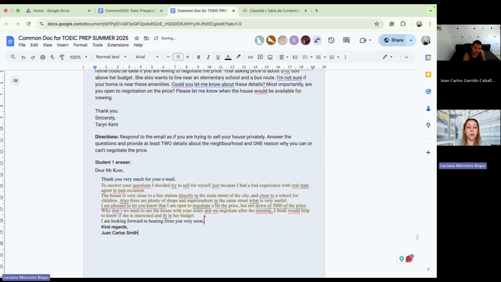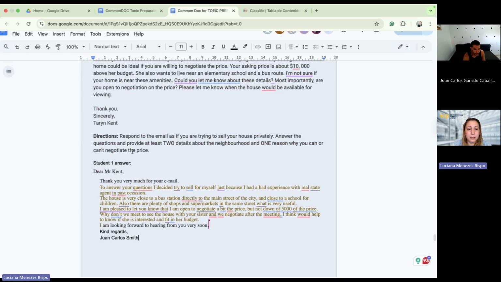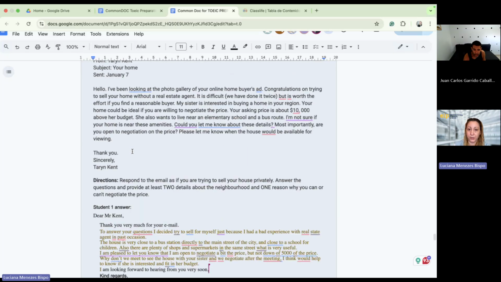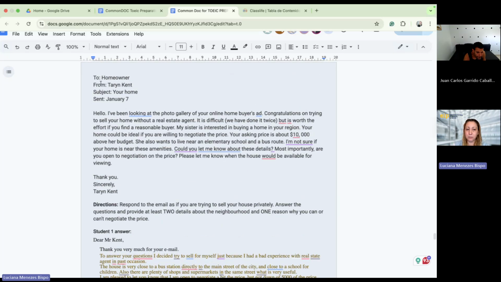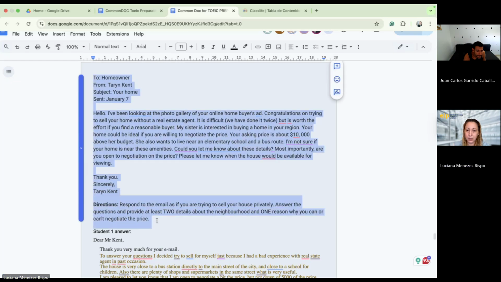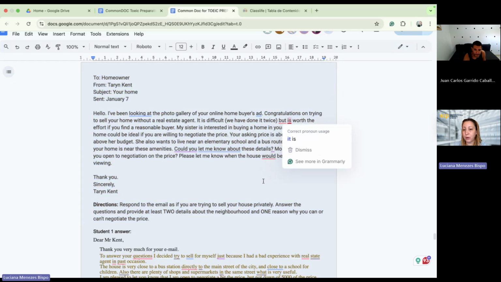Okay. Right. So let me see the task. Respond to the email if you're trying to sell your house privately. Answer the questions and provide at least 2 details about the neighborhood and one reason why you can't negotiate the price. Before I correct, I want to comment on one important thing. This is from a TOEIC exam. Can you see that we have 1, 2, 3, and 4 mistakes, problems, right?